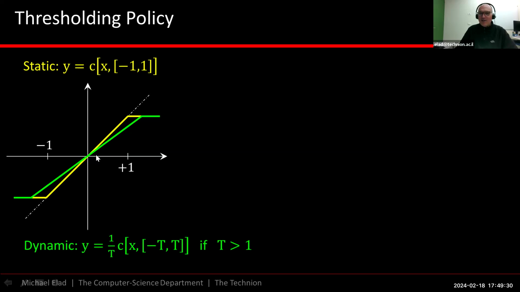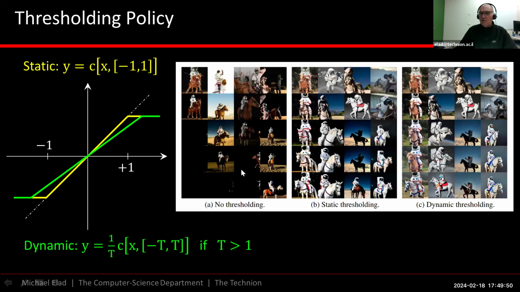The dynamic option is simply this. You create another threshold, something like 2, 3, whatever. This is T. So you threshold, and once you finish the thresholding, you divide by T so that you come back to the interval -1 to 1 in the output. So this is what they did with T bigger than 1. This is their dynamic thresholding, and they have shown that it really works well.